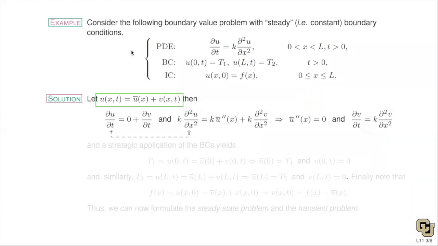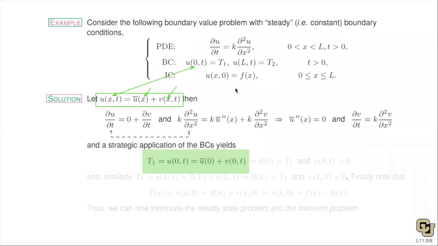Because here to find the boundary condition now, replace X with 0. So wherever there's an X, I'm going to replace that with 0, and set the whole thing equal to T1. So that's what I've done here. T1 equals U0 of t. That's the boundary condition for the original PDE, but I'm assuming U of x,t equals U bar of x plus V of x,t, where x is replaced by 0.